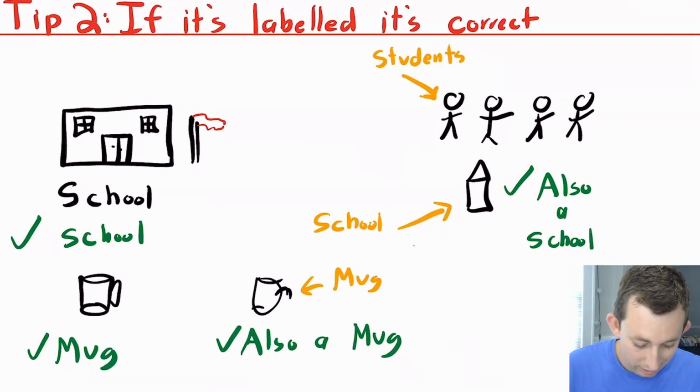We can extend this to other objects that are not necessarily econ related. For example, if we're talking about mugs, this is a mug. You can clearly tell it's a mug. This weird elliptical thing with some sort of handle, I've labeled it a mug, therefore it is a mug. So tip number two, if you label it, it's automatically correct no matter what it looks like or what it does not look like.